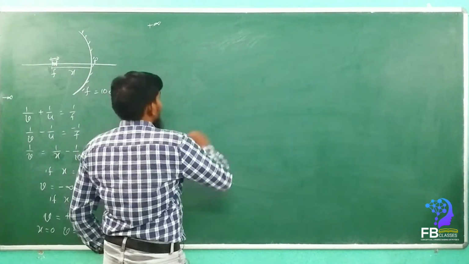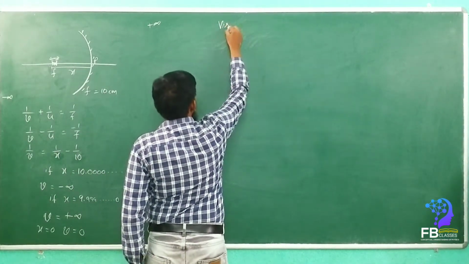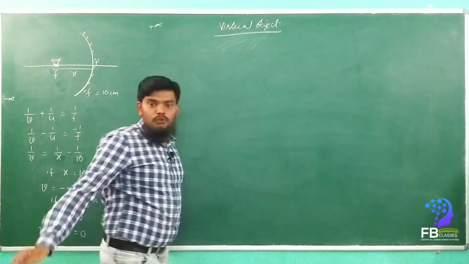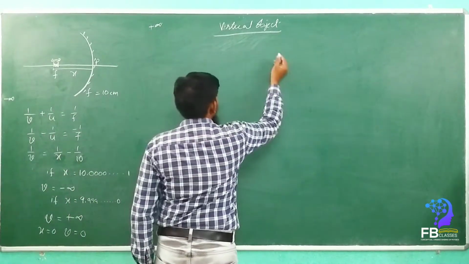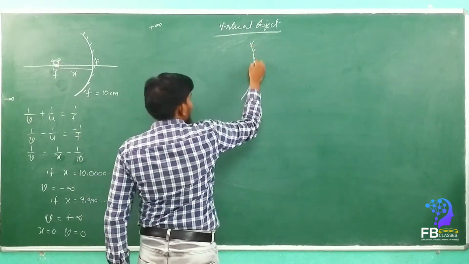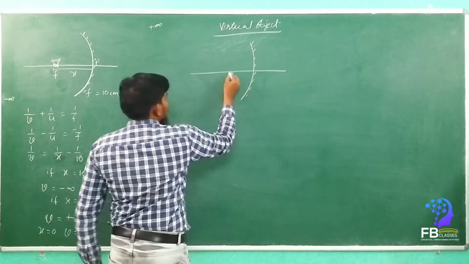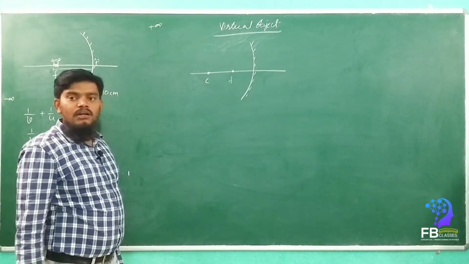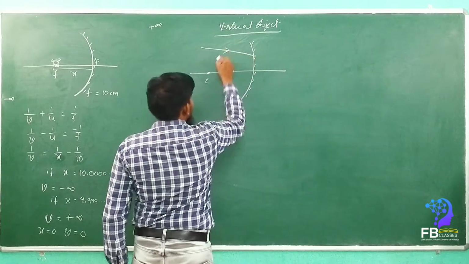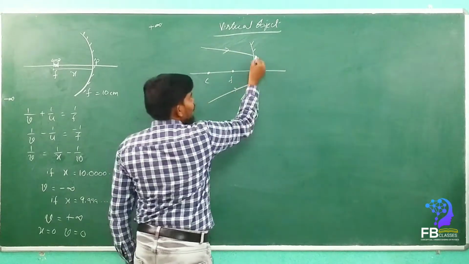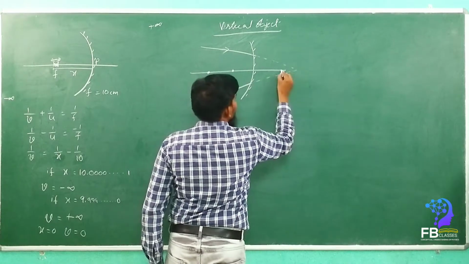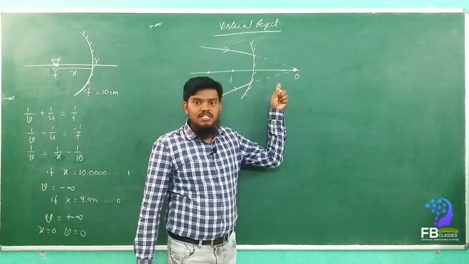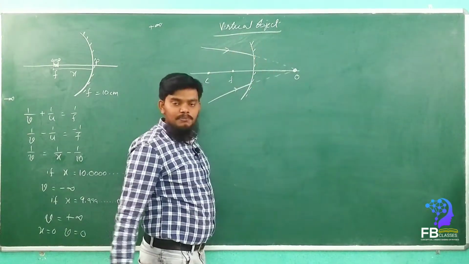So now, if you go for the virtual object, what will happen? See here. Now this is the concave mirror, and let this be the principal focus and this be the center of curvature. Now the rays are coming like this. See here, these two rays are coming like this. Now what will happen? These two rays will meet at this point. So now here the object is placed. What type of object is it? Virtual object. Yes or no? Are you getting my point?